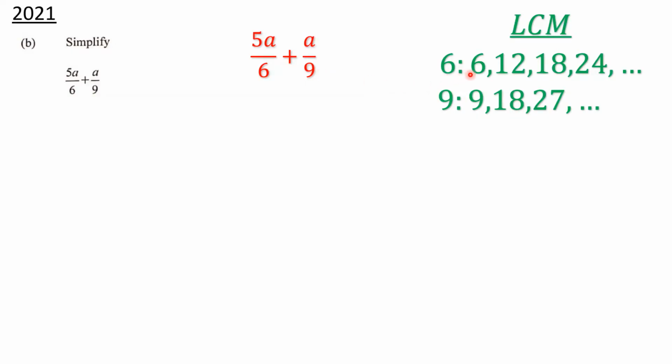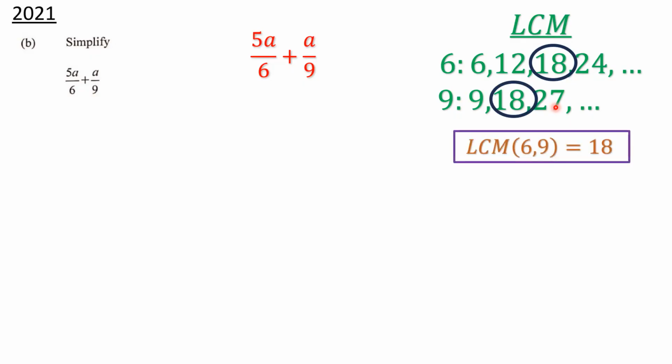What are the multiples of 6? 6, 12, 18, 24, and so on. What are the multiples of 9? 9, 18, 27, and so on. And so that means that we're going to find the LCM by noticing that 18 is here and 18 is also here. And so that means that the LCM of 6 and 9 is going to be 18.